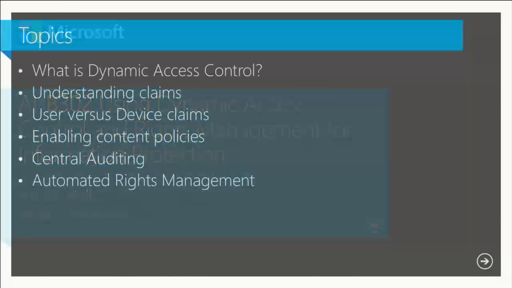So let's crack on. We're going to go through what dynamic access control actually is, go through what we mean by claims, the difference between user claims and device claims, content policies, what we mean by that, the ability to do central auditing, which is important when you start to classify and protect information, and then we're going to go through some automated rights management and explain how we do that as well.